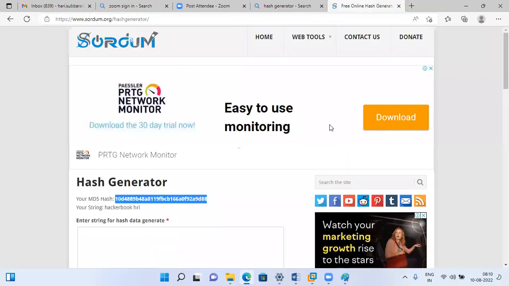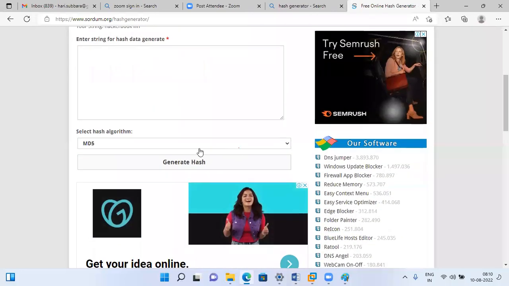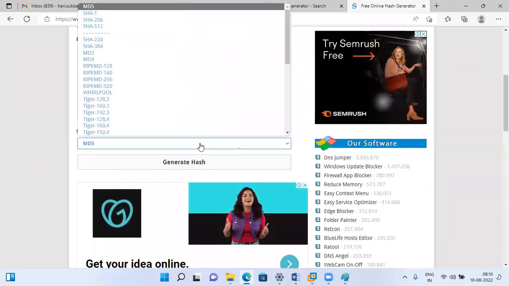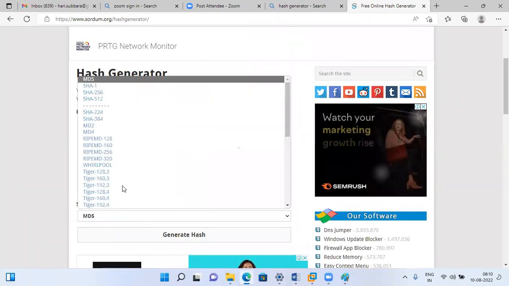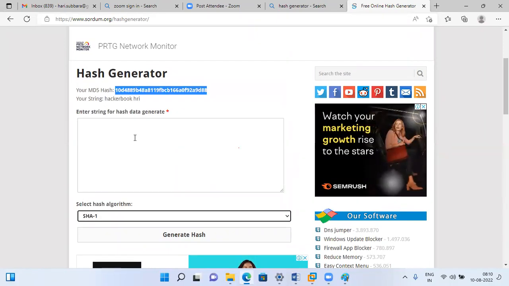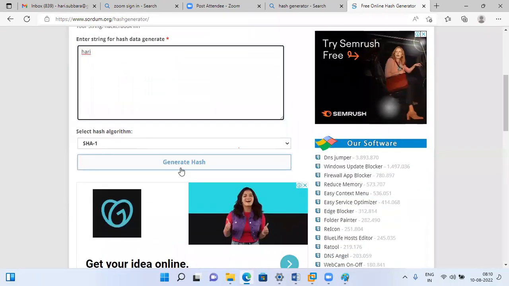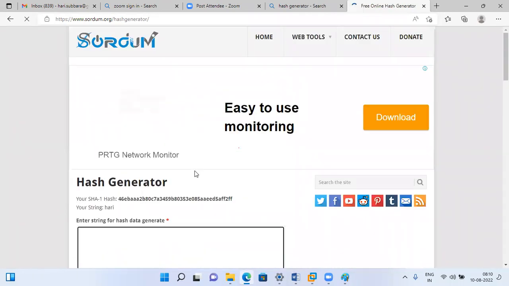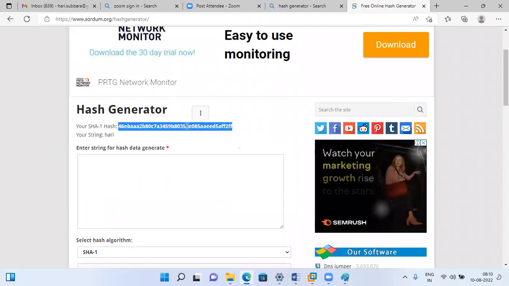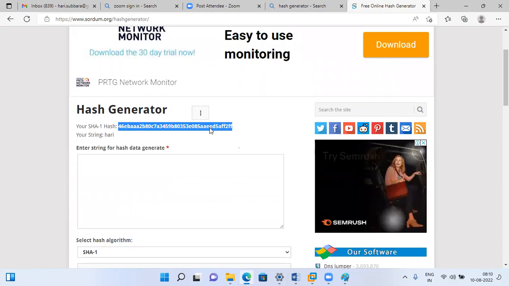Try to convert with MD5 hash, or if you want to select some other algorithm, so many algorithms are there, right? SHA. Give something for Hari, just generate the hash. So the size of the hash gets increased in the case of SHA. SHA-2, still the size of the hash will be greater than that.